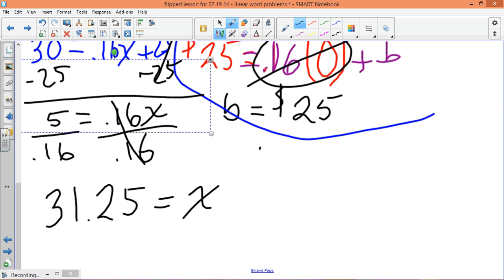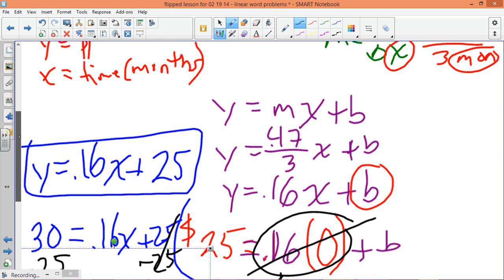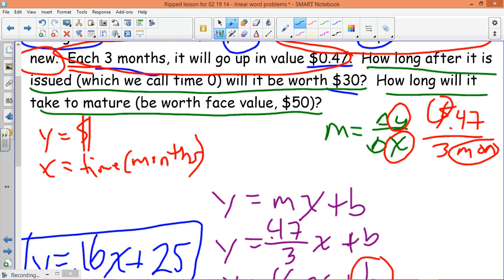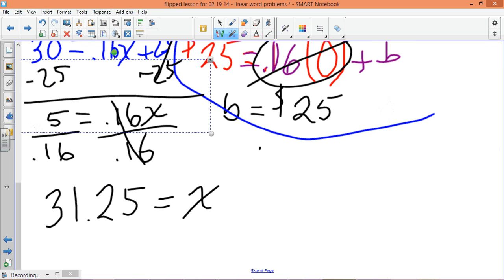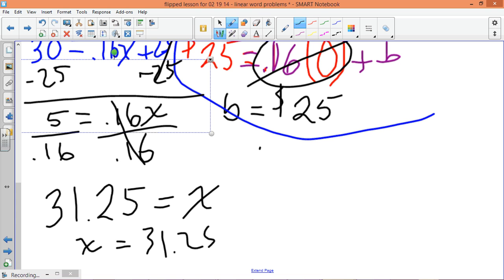Well, what does this actually mean? Let's go back to what x is. We see that x right here is time in months. So I go down and I say that this must mean that for my problem, x is equal to 31.25 months.